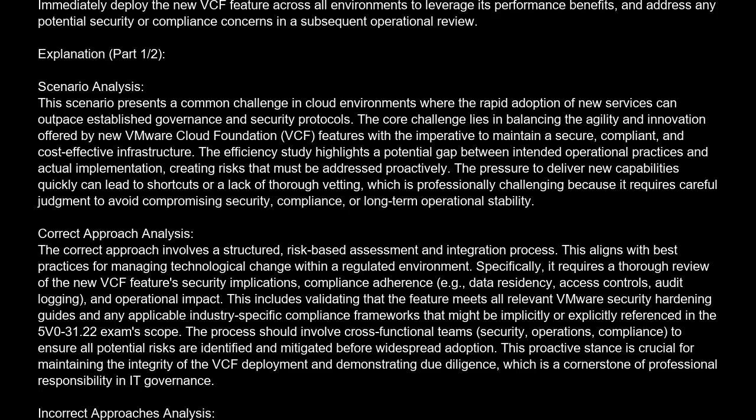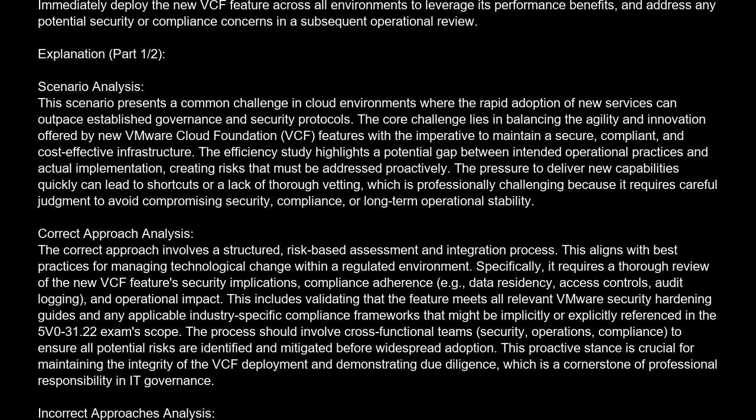The efficiency study highlights a potential gap between intended operational practices and actual implementation, creating risks that must be addressed proactively. The pressure to deliver new capabilities quickly can lead to shortcuts or a lack of thorough vetting, which is professionally challenging because it requires careful judgment to avoid compromising security, compliance, or long-term operational stability.